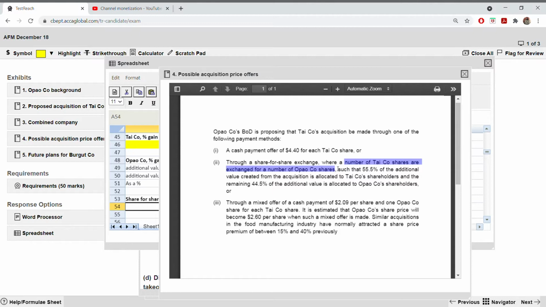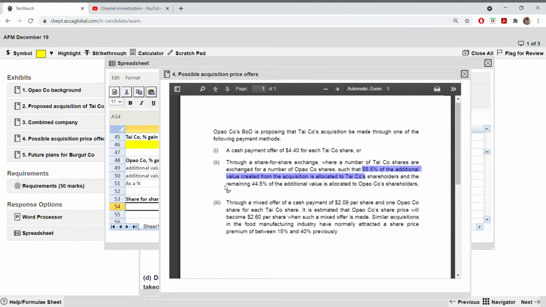To find out, there are so many workings required here, so I hope you don't get confused. But they have made your life easier. They have told you that the shares have to be in such a way that 55.5% of the additional value created is allocated to the Thai company, and the remaining 44.5% is allocated to the Oppo company shareholders. Don't read the mixed offer, it's not needed.